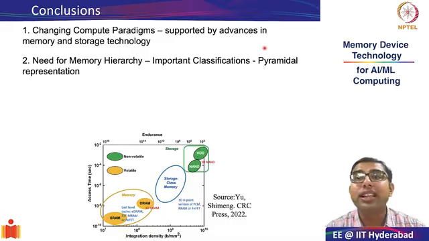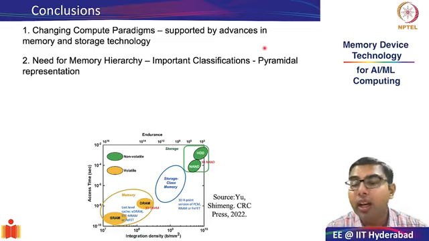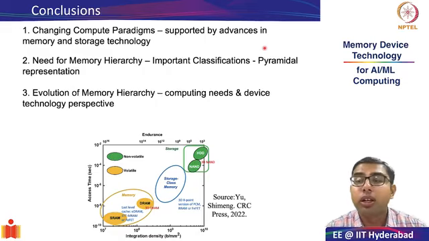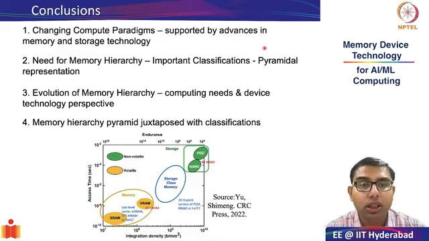To supplement this, we discussed the memory hierarchy, what the important classifications are, and the need to organize the memory hierarchy in a pyramidal fashion. Please recall, it was essentially the trade-off between capacity and latency. Third, we saw how the memory hierarchy is essentially evolving as time passes. This is due to the evolution of computing needs and the availability of newer device technologies for memory and storage.